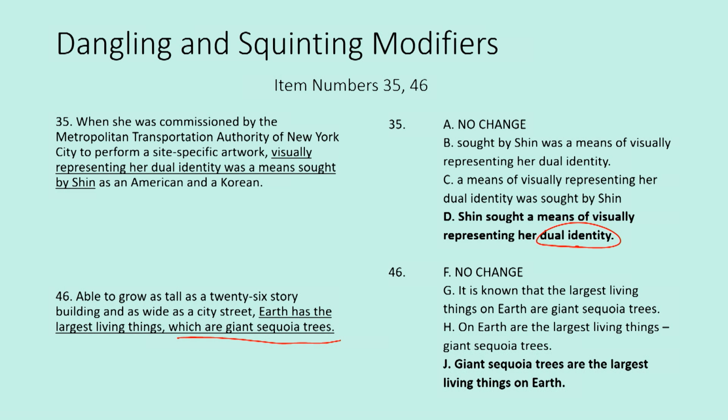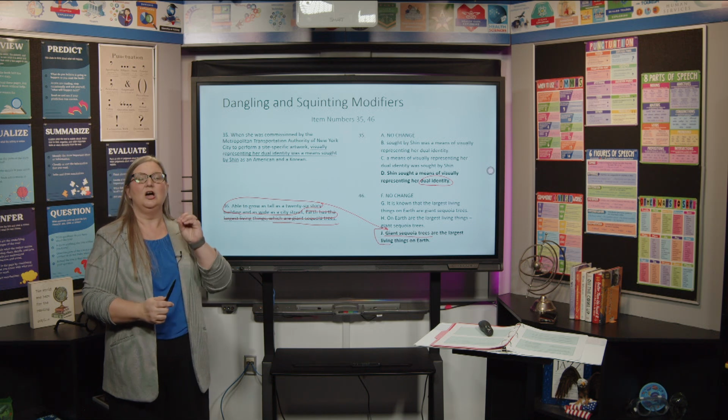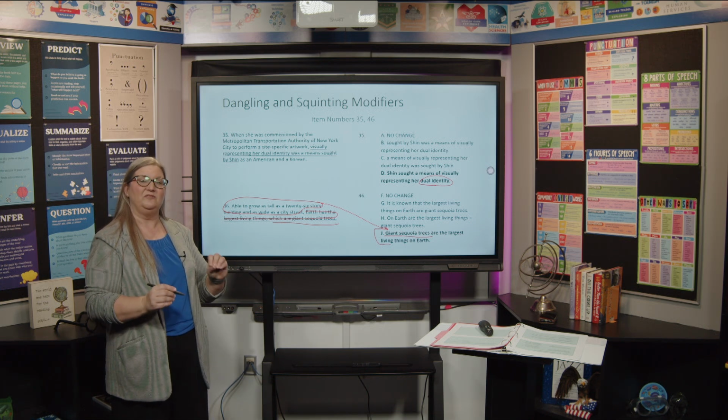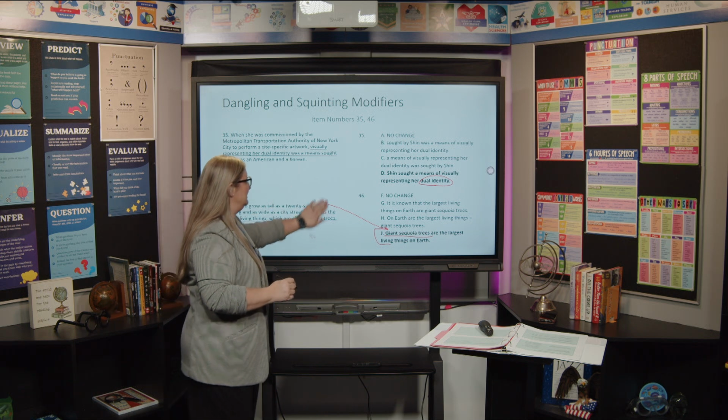And if you look at answer choice J, it puts giant sequoia trees right after the part of the sentence that is meant to describe those giant sequoia trees. So let's take all of this part out. Able to grow as tall as a 26-story building and as wide as a city street, giant sequoia trees are the largest living things on Earth. So this entire part of the sentence is describing the giant sequoia trees. And so that's how we make sure that those dangling and squinting modifiers are labeled properly and that we find the best answer on this ACT test.